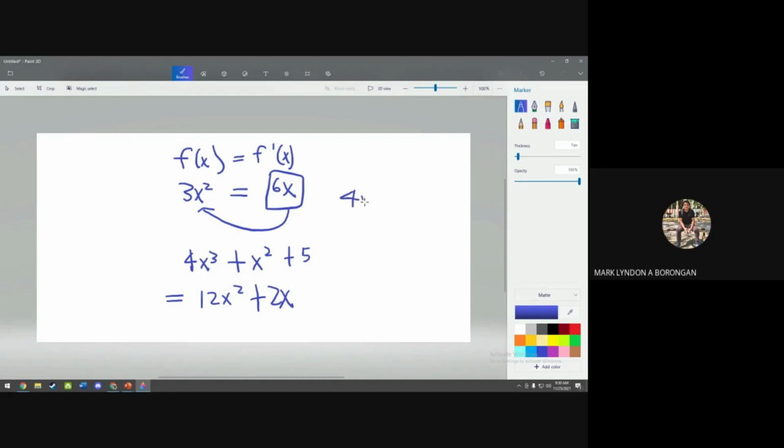Dayon same ra pud siya if palitan mo ang 4x squared, 4x cubed plus x squared, let's say minus 17. If imong kuhaon ang iyang derivative, imong answer is still 12x squared plus 2x. Di ba? Maski unsa imong function nga imong i-derive nga naay constant, mo come up ra gihapon ka og same nga answer.